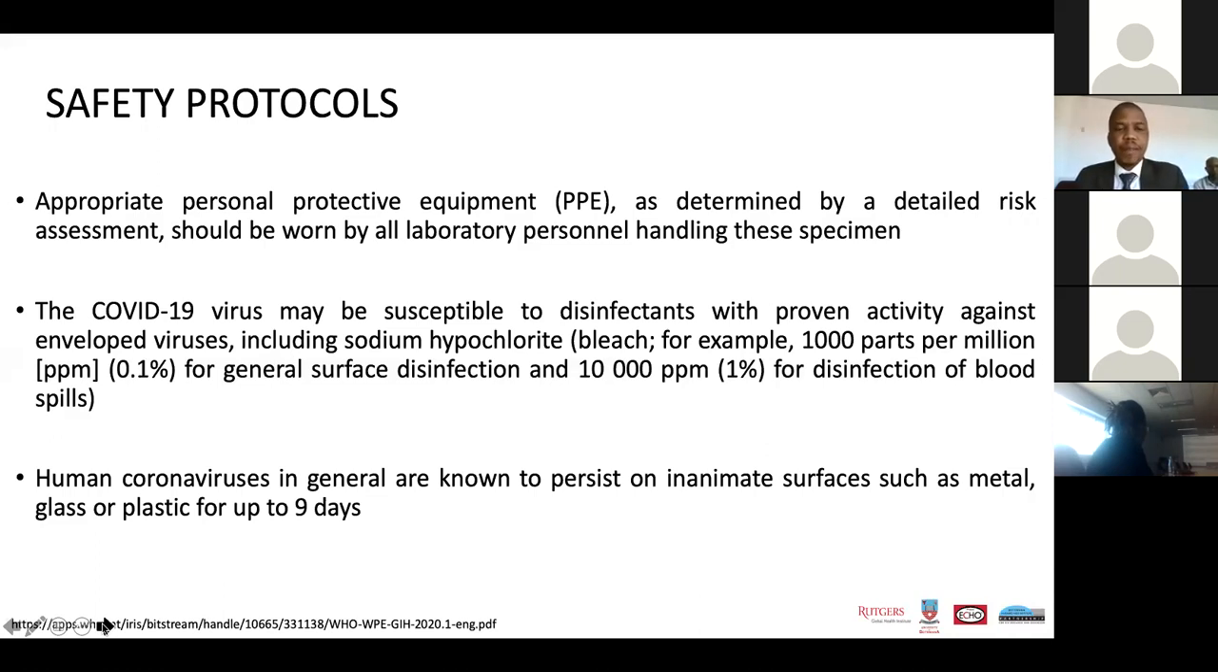The virus may be susceptible to disinfectants with proven activity against enveloped viruses, including sodium hypochlorite, bleach, for example, 1,000 parts per million for general surface disinfection, and 10,000 ppm in case we have blood spills. You may be aware that human coronaviruses in general are known to persist on inanimate surfaces such as metal, glass, or plastic for up to 9 days.